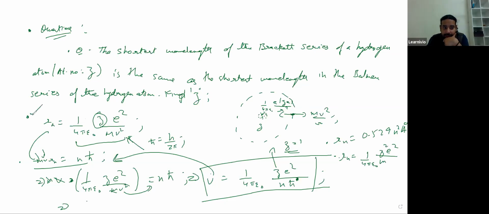This is from this equation here: 1 by 4 pi epsilon naught Z e squared by m v squared. You just substitute the value of v squared here. You get 1 by 4 pi epsilon naught Z e squared by n h cross, squared. Notice there's a Z here, and there's a Z squared in the denominator. So only one Z will remain after they cancel out, and that will be the Z in the denominator. Everything will be the same, other than an extra Z in the denominator. So Rn is 0.529 n squared divided by Z angstrom.